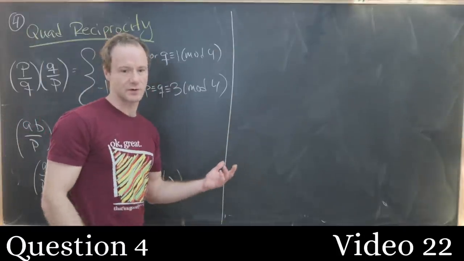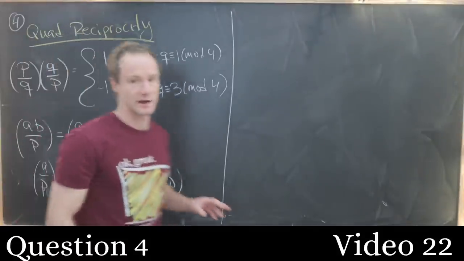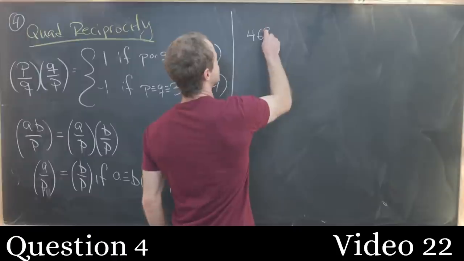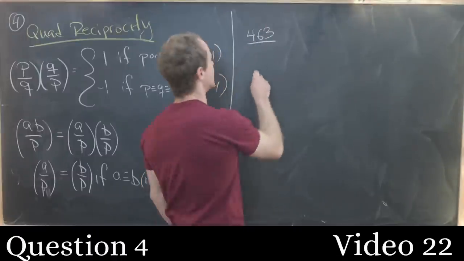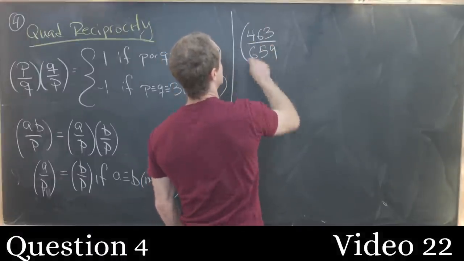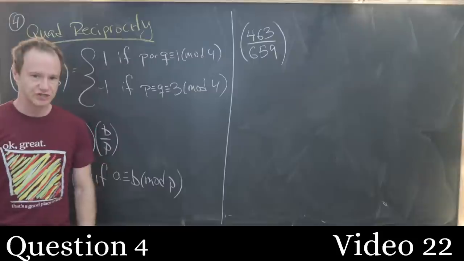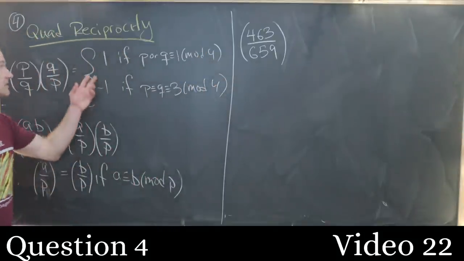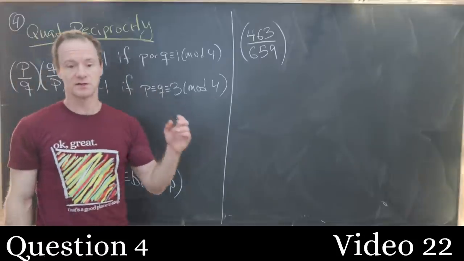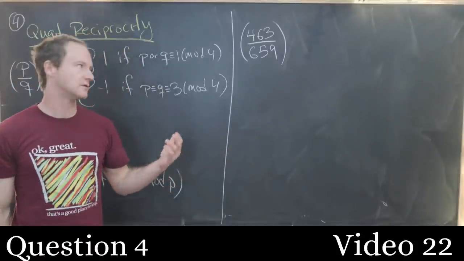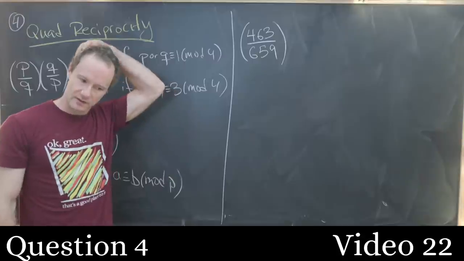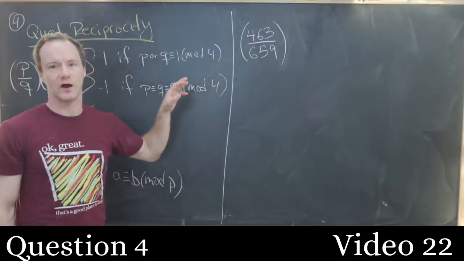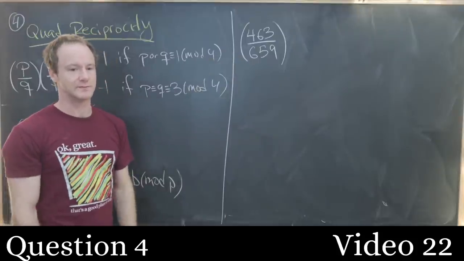Okay, so now this is going to go pretty fast now that we've recalled all of these rules. The goal was to reduce (463/659). First, you check that they're both primes. The bottom part has to be a prime for the Legendre symbol to make sense in the first place. There's something called the Jacobi symbol, which has a composite on the bottom, but we didn't cover that in the class. It's a pretty easy extension. The top part doesn't have to be a prime, but in this case, the top part is a prime.